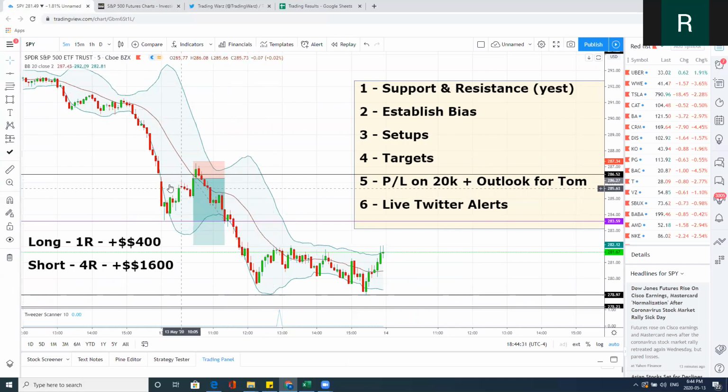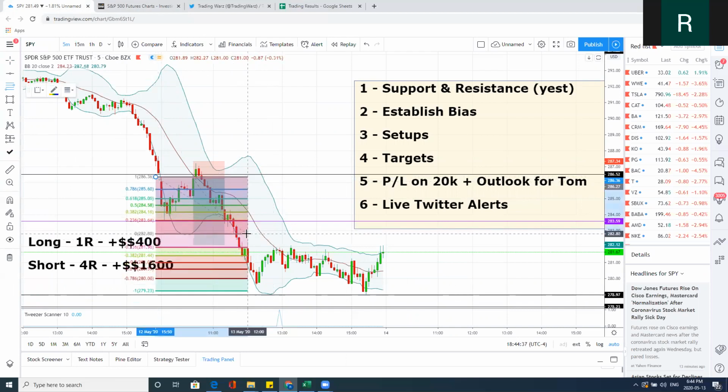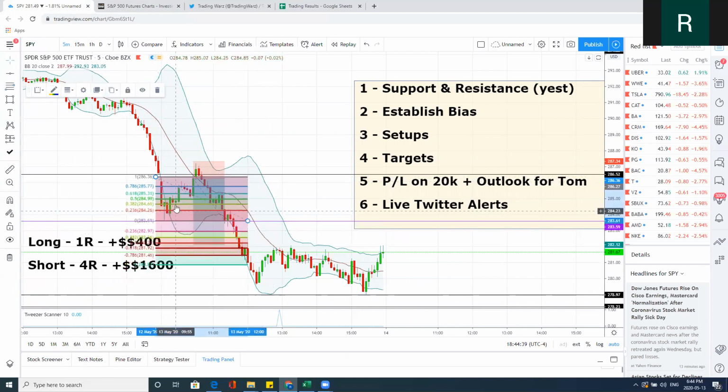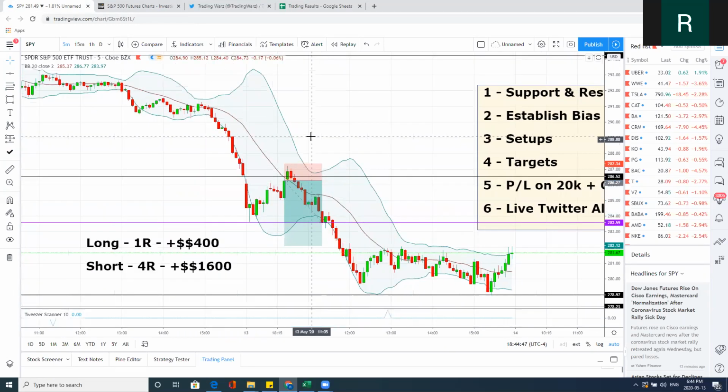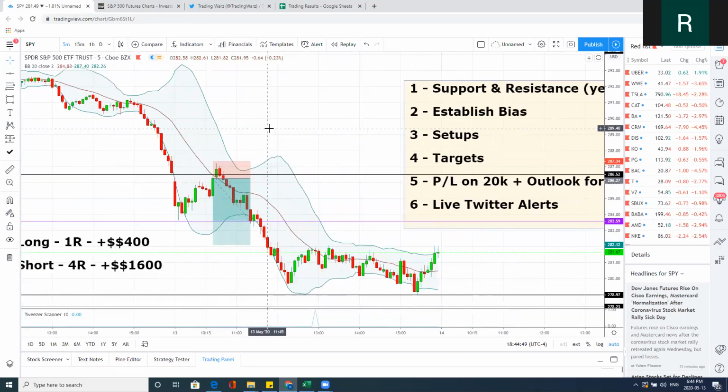So the first thing we see right off the open is this big push down. We take our fibs, we draw them up, and what do we get? We get a nice series of retracements back up to the 786 with a nice inverted hammer. And this is where my initial entry today, guys, was.